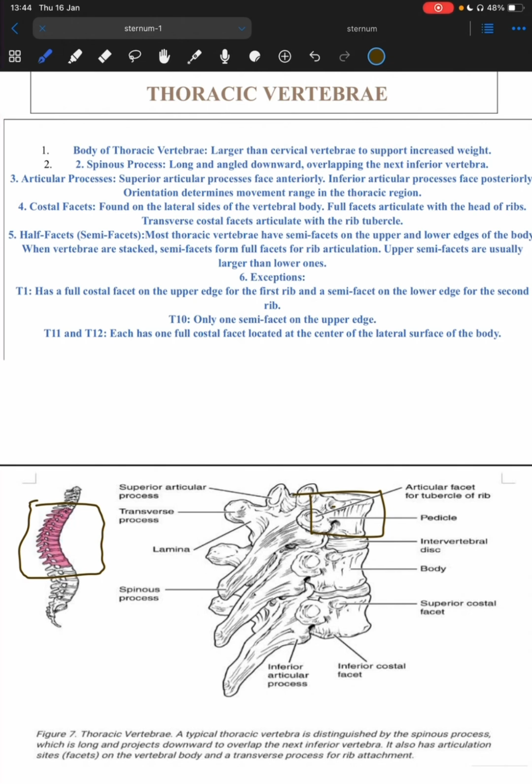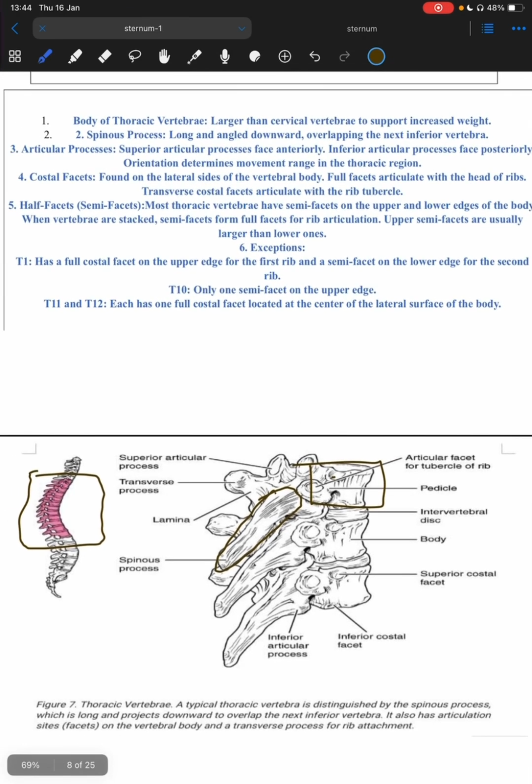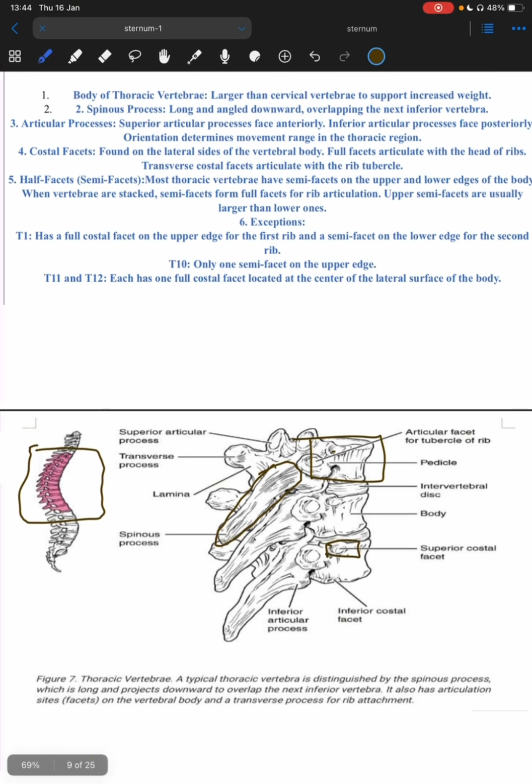If I talk about the spinous process, you can see the spinous processes are very much longer compared to the cervical. But the main difference is they have costal facets. These are the costal facets, responsible for the attachment of the rib over here.